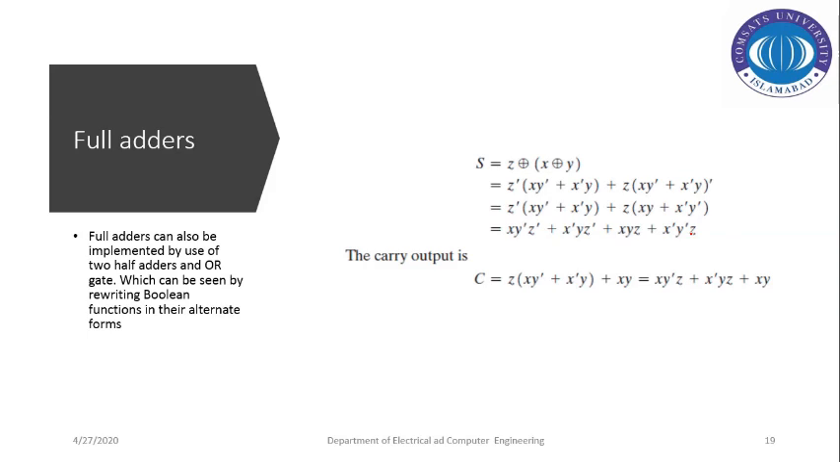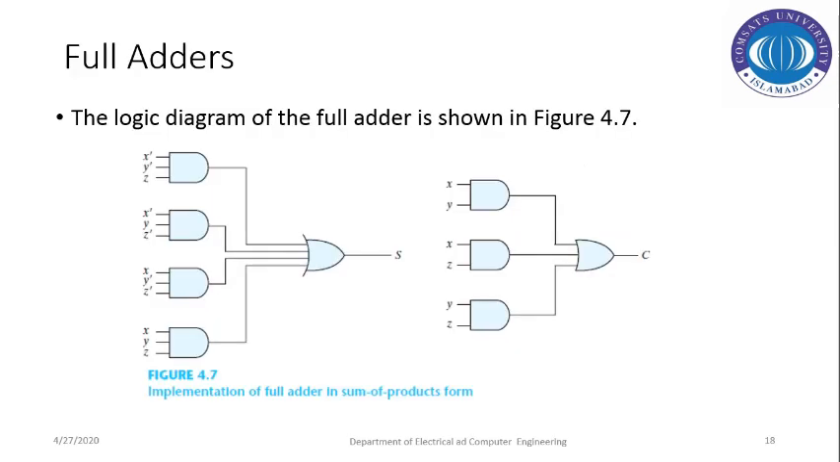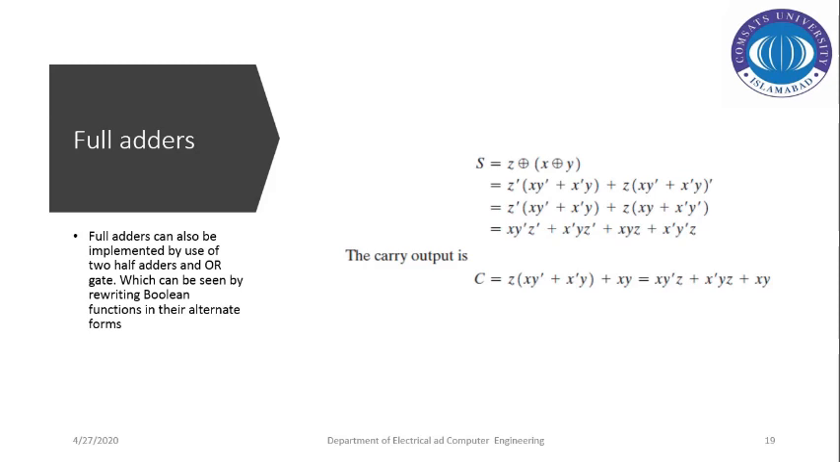We can see that they possess an equivalent form if we apply some Boolean algebra and get something common between the terms. For example, from these first two terms we've taken z prime common, and similarly from these two terms we've taken z common. So this expression has the equivalent form z exclusive OR x exclusive OR y. So instead of implementing that with 4 AND gates and 1 OR gate, we can implement that with 2 exclusive OR gates.